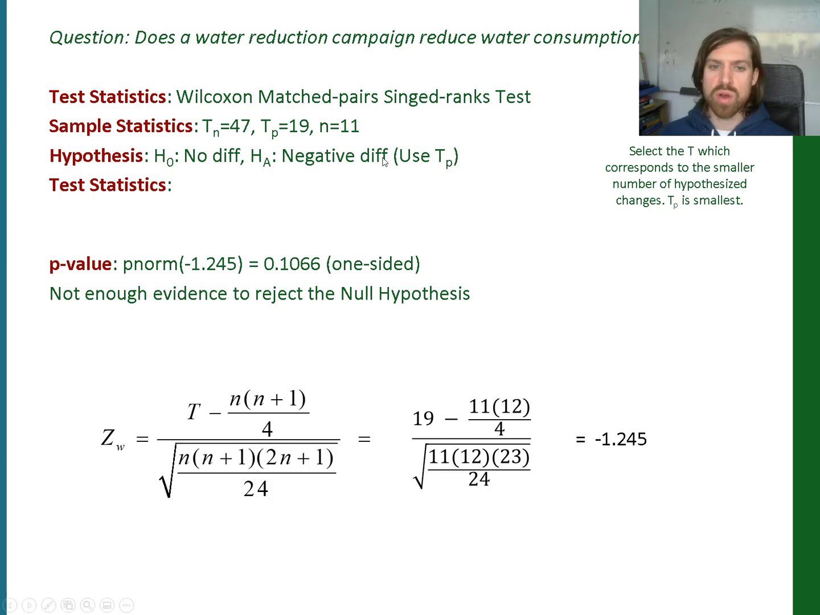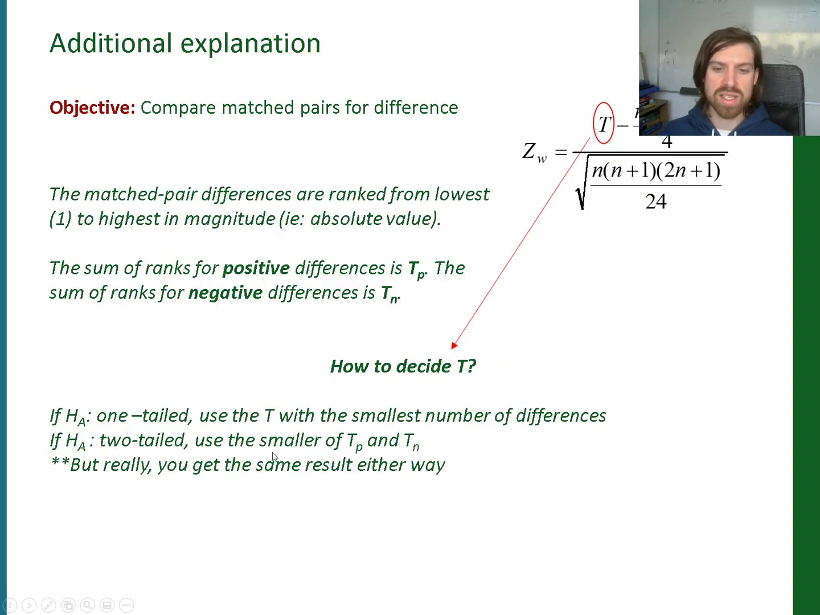So we know that we're going to use TP here because we select the T which corresponds to the smallest number of hypothesized changes, and out of the two values, TP is smallest. So you remember we stated the rules down here for which one to use. So we want the one-tailed, use the T with the smallest number of differences. Okay.